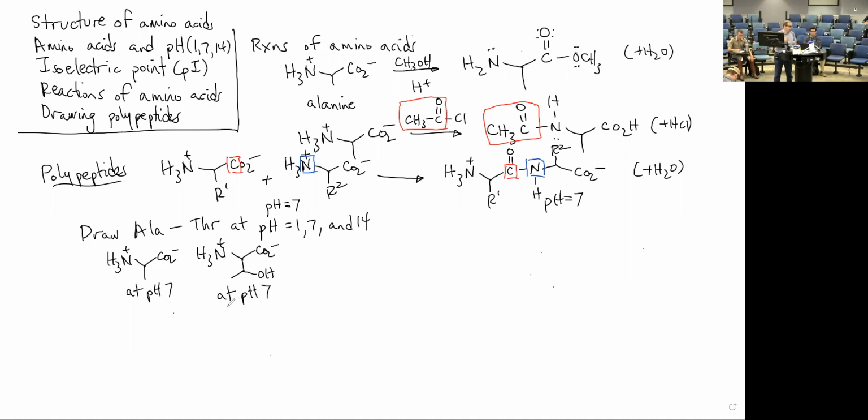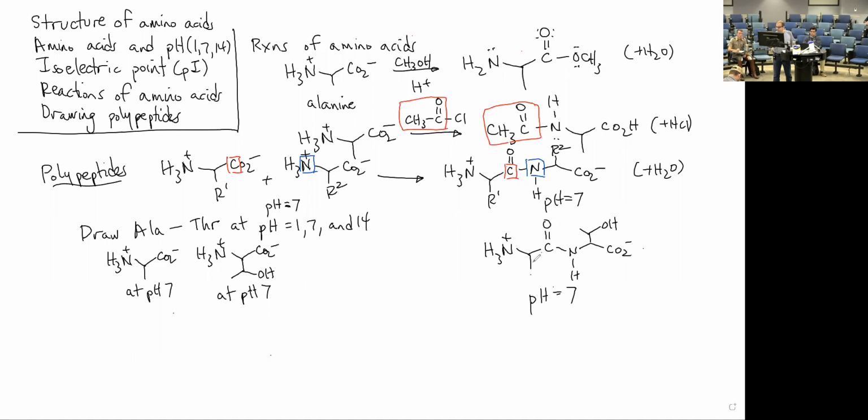At pH 7. So what we would do, I'm going to try to draw pH 7 in the middle, since I think that will make the most sense. So we'll go to the carbonyl group of the alanine molecule. That's going to have our methyl group, then NH, and then CO2 minus at the other end. That's going to be pH equals 7.